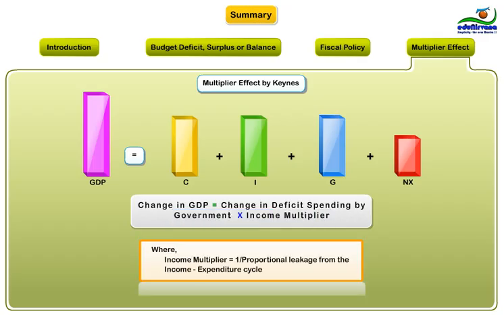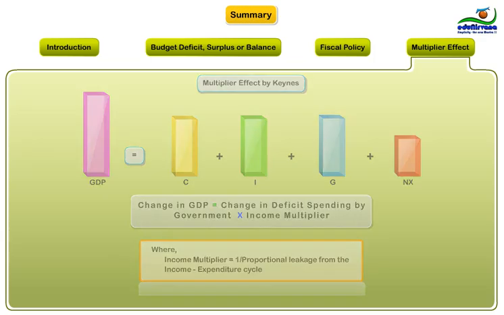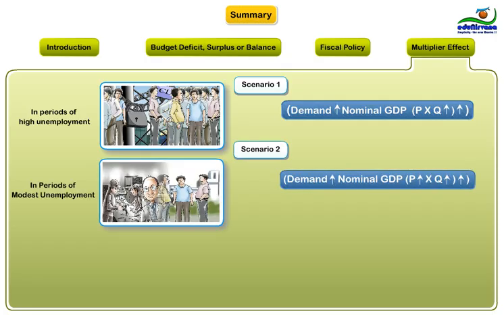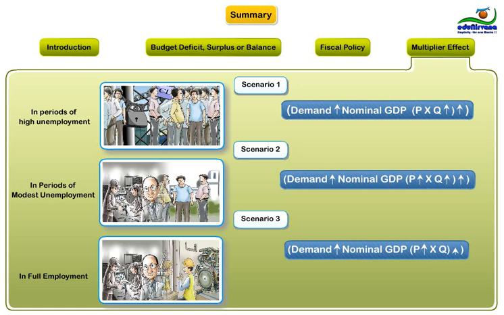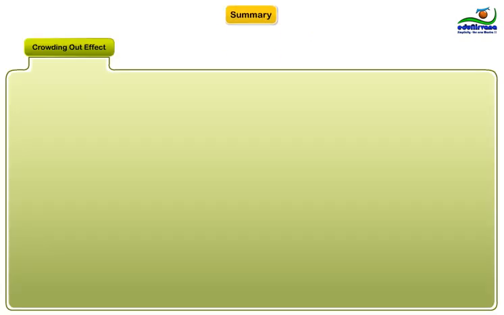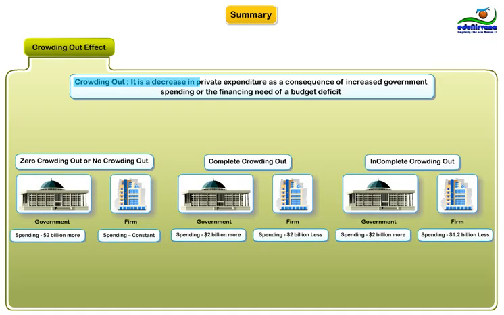Change in GDP equals change in deficit spending by government multiplied with the income multiplier, where the income multiplier is 1 divided by proportional leakage from the income expenditure cycle. Then, the crowding out effect was discussed. Crowding out is a decrease in private expenditures, that is, consumption, investment, etc., as a consequence of increased government spending or the financing needs of a budget deficit.